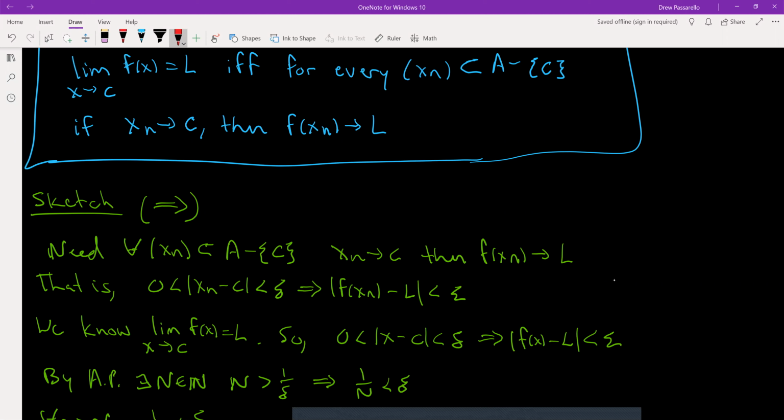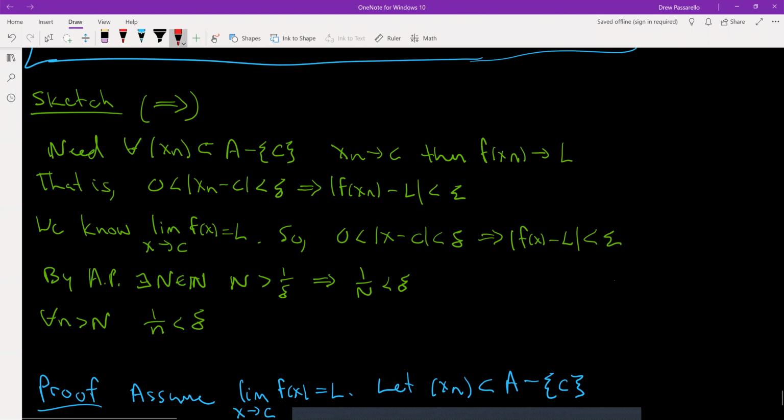But we know that if we're going in the forward direction, we're assuming the limit of f of x equals L. So then we know that for 0 less than the absolute value of x minus C less than delta, we have the absolute value of f of x minus L less than epsilon. So by the Archimedean principle, we could say there exists a capital N where capital N is bigger than 1 over delta. So then 1 over capital N is less than delta. Then we have for all little n bigger than capital N, 1 over little n is going to be less than delta since it's less than 1 over capital N.